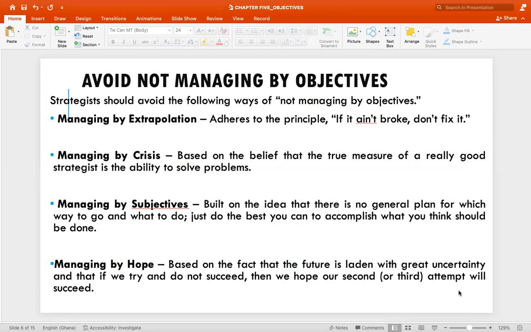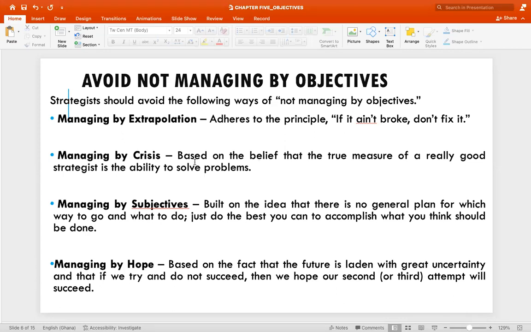So there are also CEOs or managers that want to avoid managing by objectives. If you fail to manage by objectives as a strategist, you may be doing any of the following. You may be managing by extrapolation. That means you adhere to the principle, if it ain't broke, don't fix it. So managing by extrapolation is that you wait to fix things that are broke, right? If nothing is wrong, you don't worry yourself. But if you have objectives, they will force you to think ahead whether something has gone wrong or not, okay?